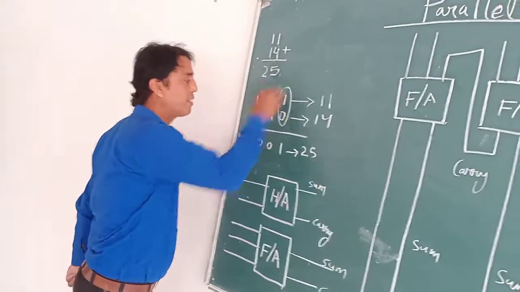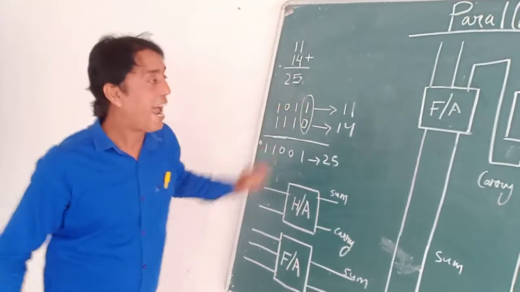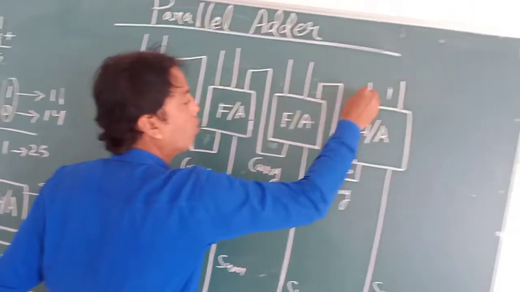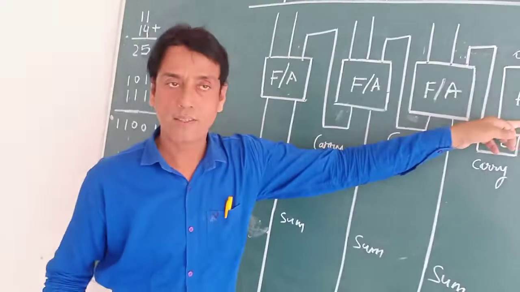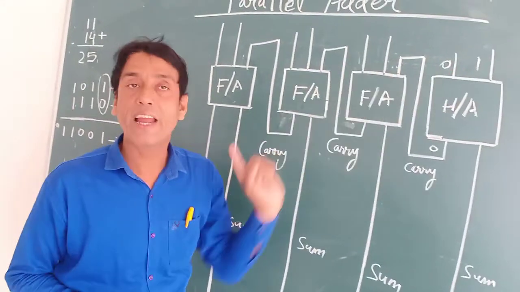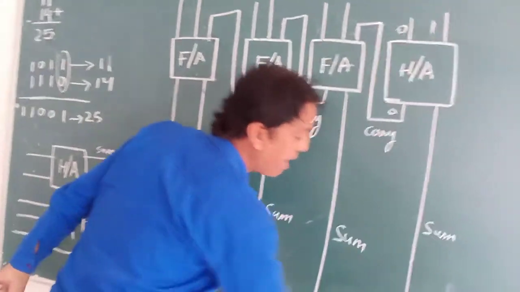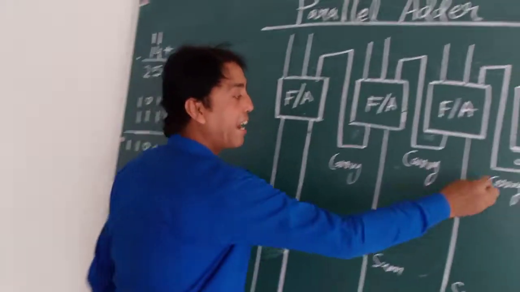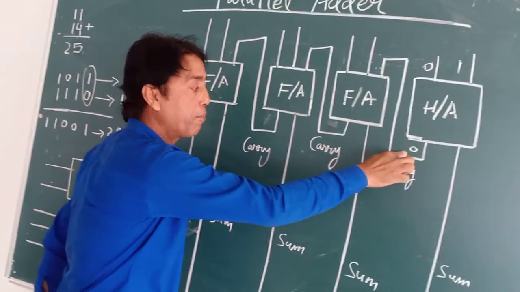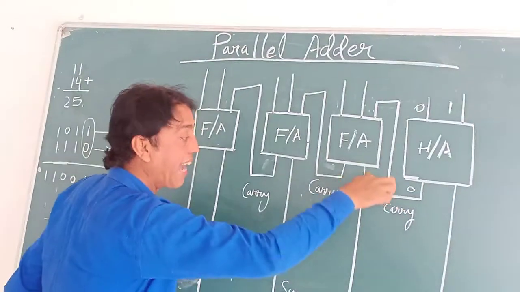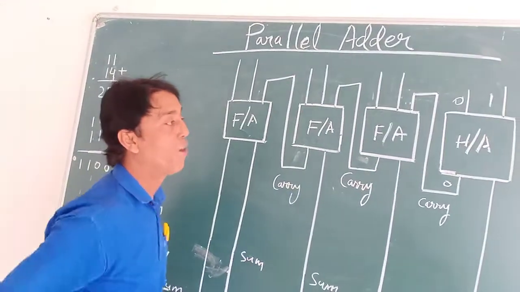This is the first set, 1 and 0. The 1 and 0 is sent to the first adder, the half adder. When 1 and 0 is added, what happens? The sum line will produce 1 and the carry line will produce 0. This carry will be sent to the first input line of the full adder.